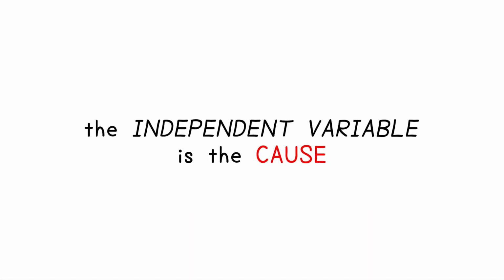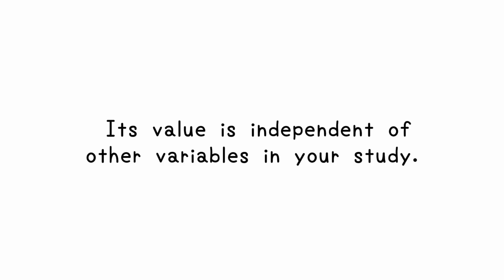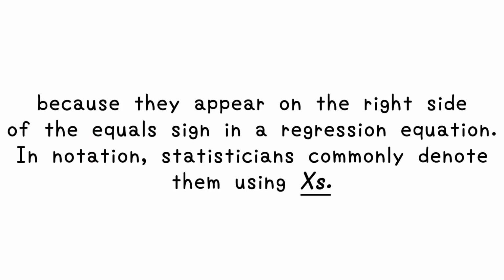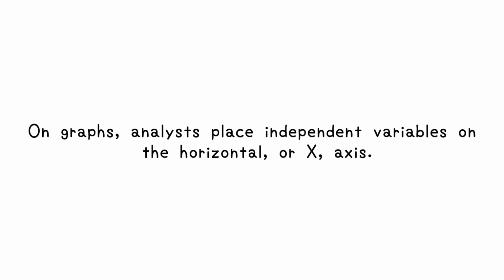The independent variable is the cause. Its value is independent of other variables in your study. Independent variables are also known as predictors, factors, treatment variables, explanatory variables, input variables, x variables, and right-hand variables because they appear on the right side of the equal sign in a regression equation. In notation, statisticians commonly denote them using x's. On graphs, analysts place independent variables on the horizontal or x-axis.